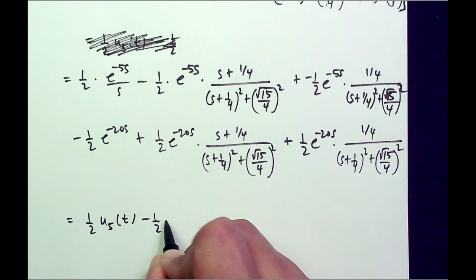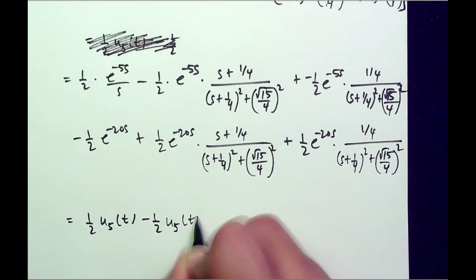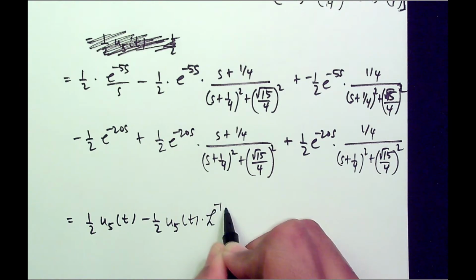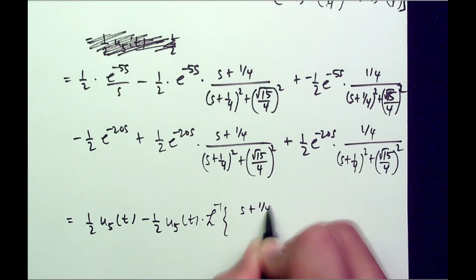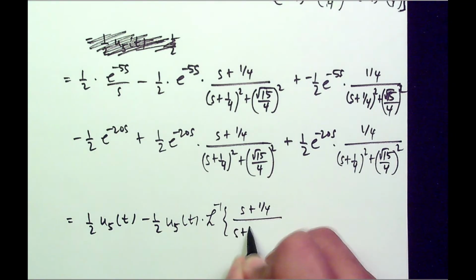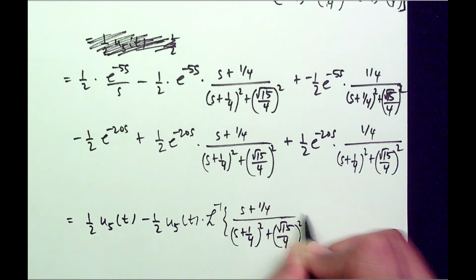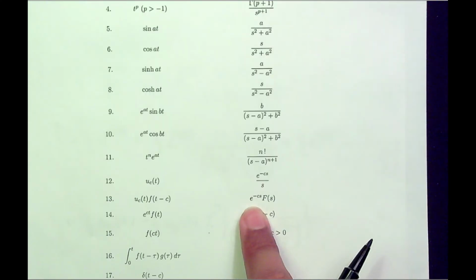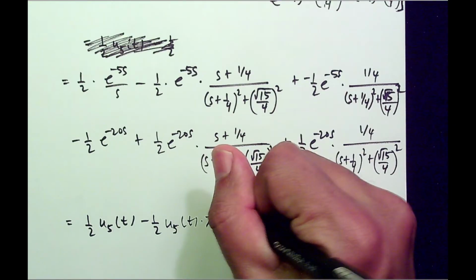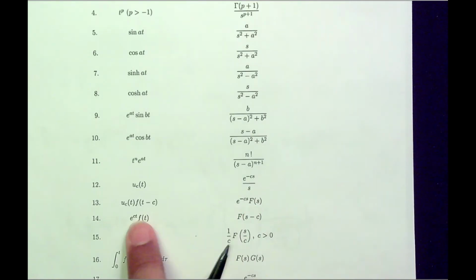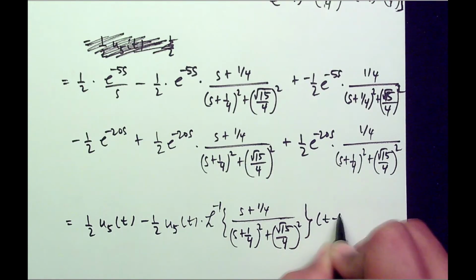This is going to be u5 times, remember what this is, the Laplace inverse of (s plus a quarter) over (s plus 1 quarter) squared plus (square root of 15 over 4) squared, because the formula tells me it's the Laplace inverse of the thing that is right next to the exponential, but not evaluated at t, evaluated at t minus c. So that means evaluated at t minus 5.